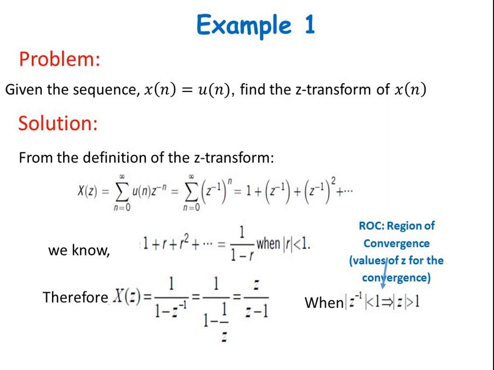So the very first important sequence in Z transform is u of n. If you have a sequence x of n as u of n, we know the formula for x of z. We can replace x of n with u of n, and for expanding the sequence we have to change the summation from 0 to infinity, instead of minus infinity to infinity, since u of n is a causal sequence.